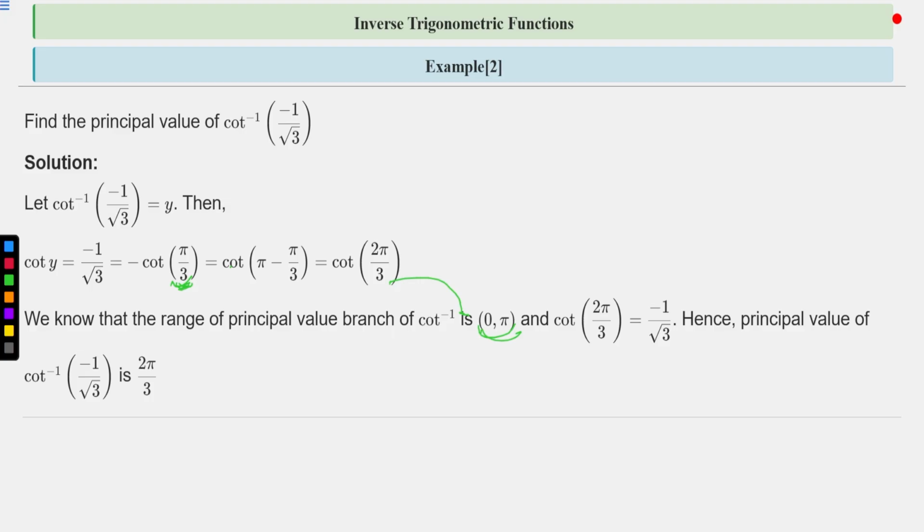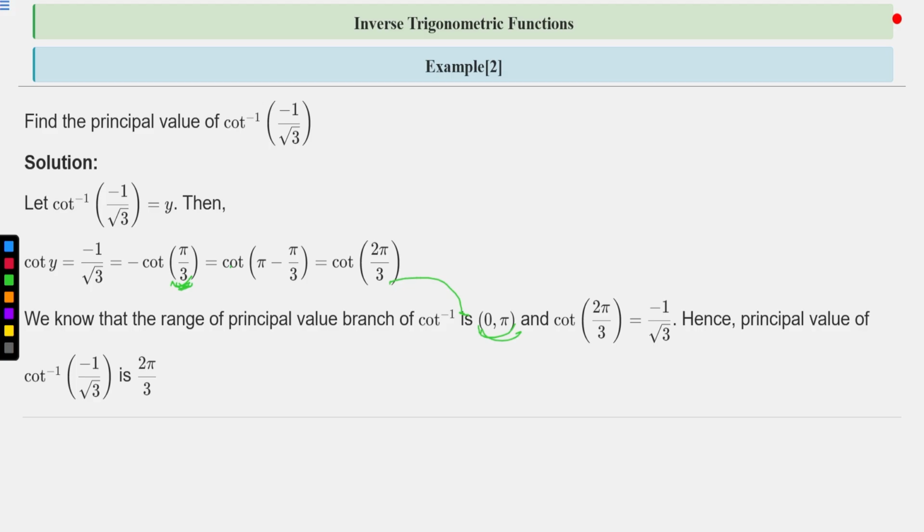Here we know that the range of the principal value branch of cot inverse is 0 to pi, and cot 2 pi by 3 is basically minus 1 by root 3. Hence, the principal value of cot inverse minus 1 by root 3 is 2 pi by 3. So 2 pi by 3 will be the right answer.